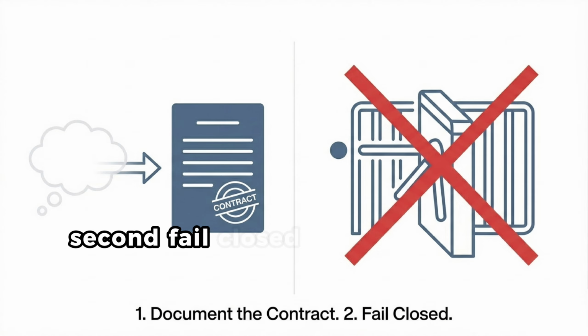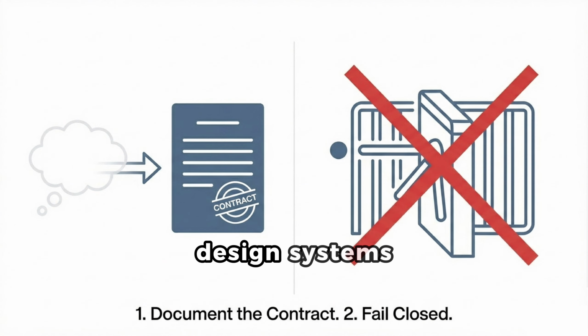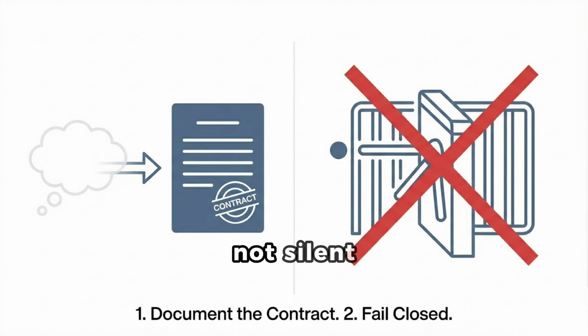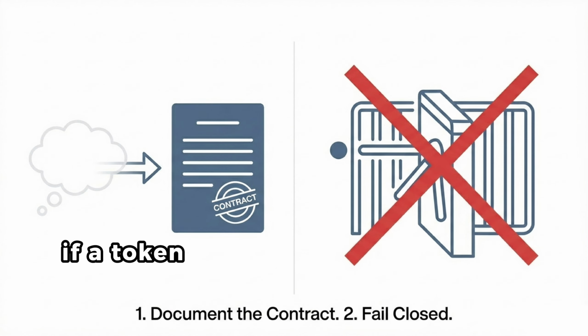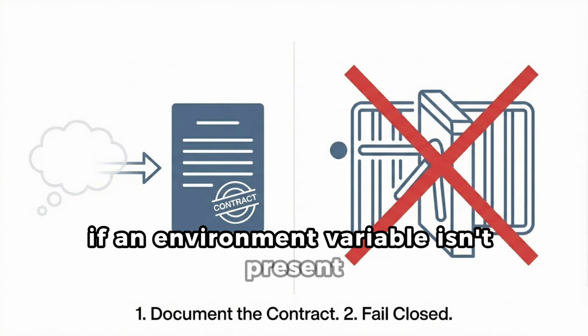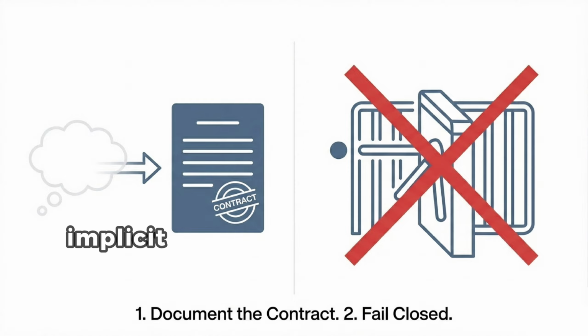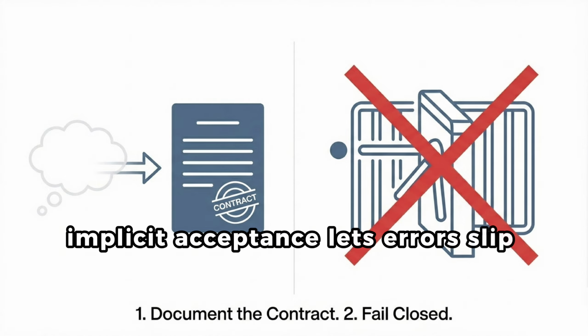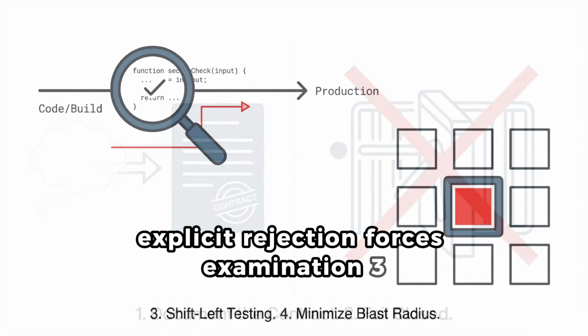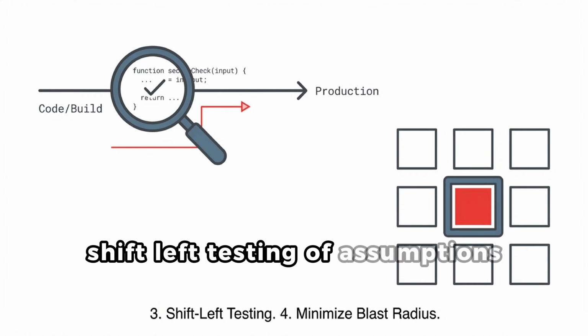Second, fail closed, not open. Where possible, design systems so that violations of assumptions cause denial, not silent acceptance. If a token is missing, fail the request. If an environment variable isn't present, refuse to boot. Implicit acceptance lets errors slip through. Explicit rejection forces examination.